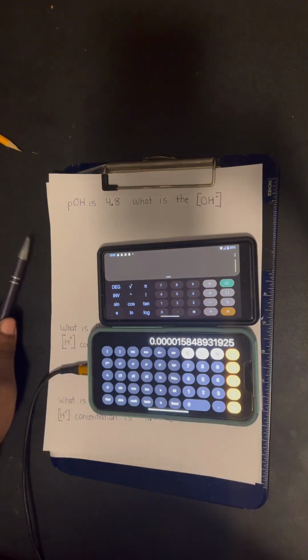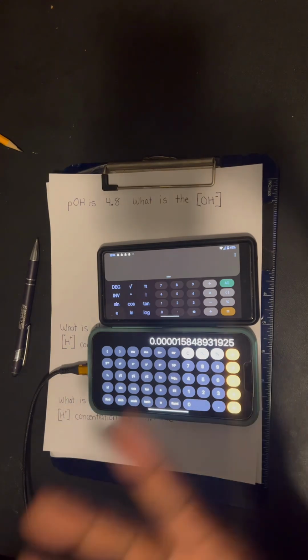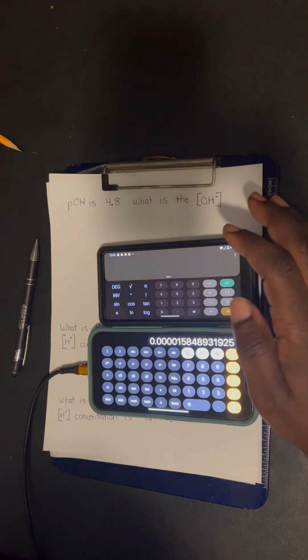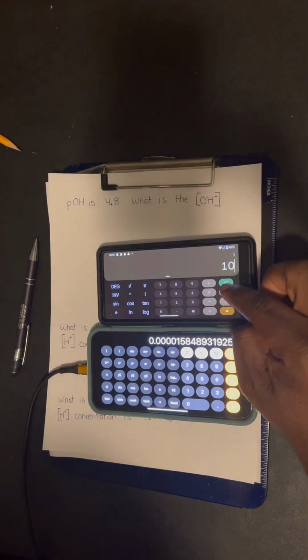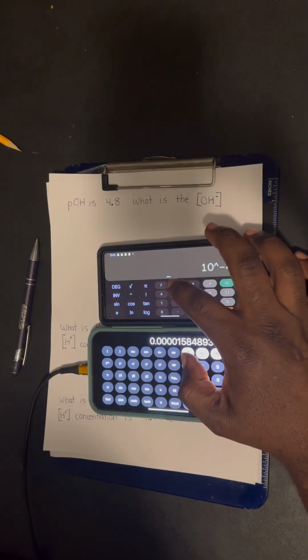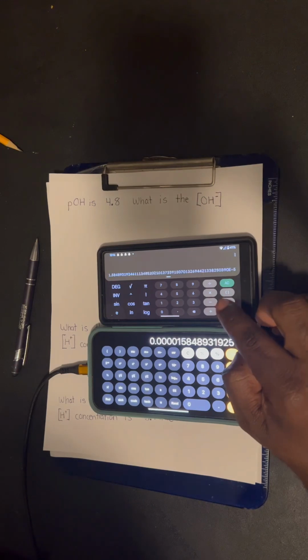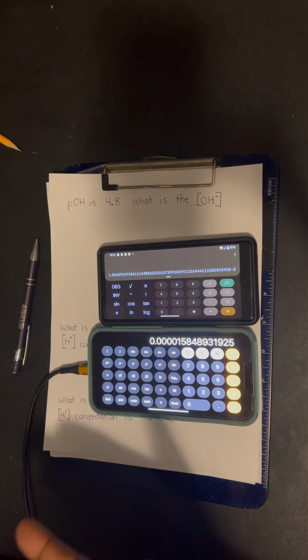So now, on the Android calculator, you can do it the traditional way. You would just put in 10 to the negative 4.8 power, and you get the same answer. You get 1.58.